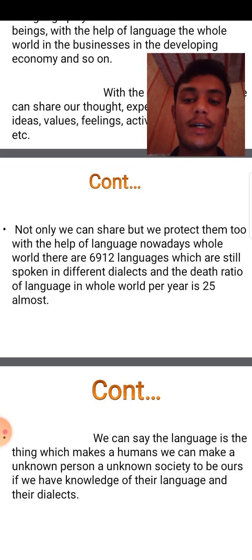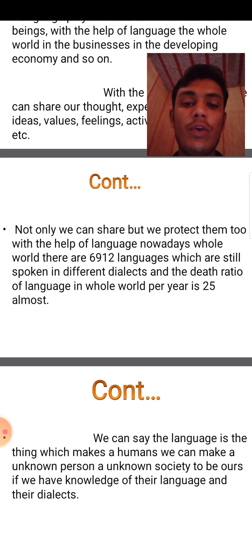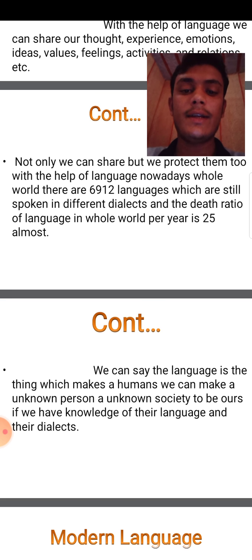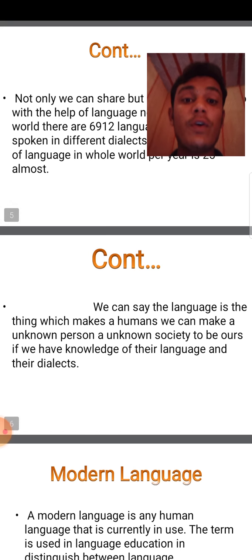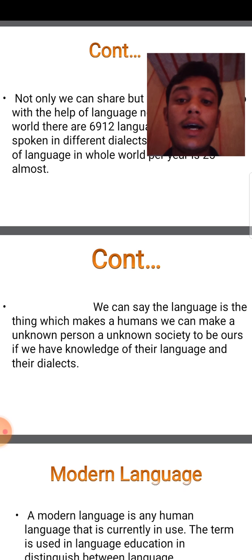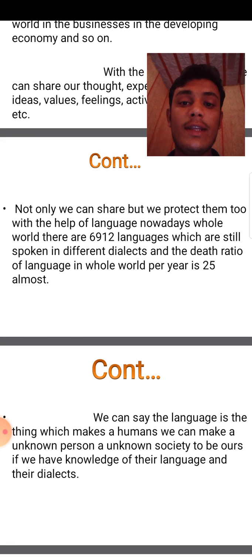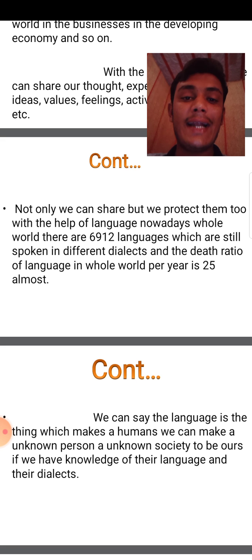Language is important. Language is important in this world. We can say that if a person has no language, society will call that person deaf. This is the importance of language. The importance of language is that it plays a vital role in listening and speaking skills.